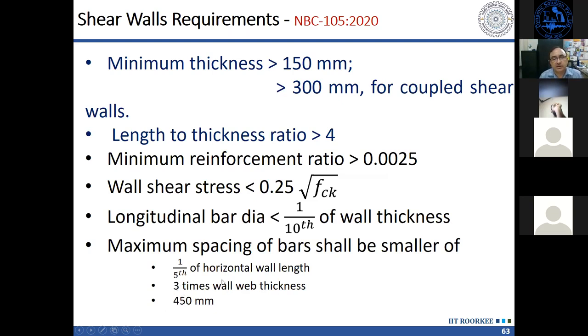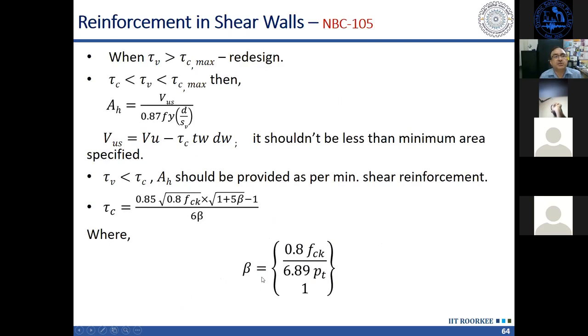And 3 times the thickness, there should be 1 reinforcement bar, and not more than 450 millimeter. And if tau v is greater than tau c max, you have to redesign. If tau v is between tau c and tau c max, you have to provide reinforcement. And if it is less than tau c, then you have to provide minimum shear reinforcement.